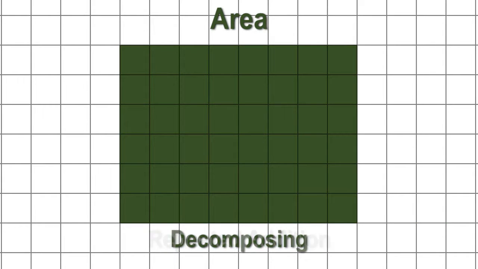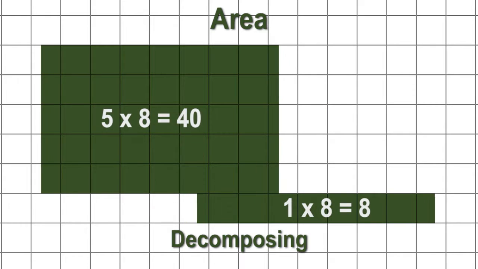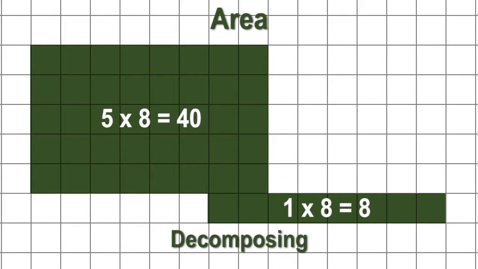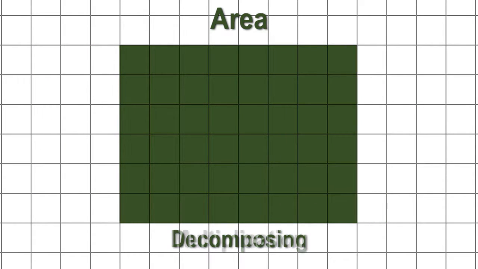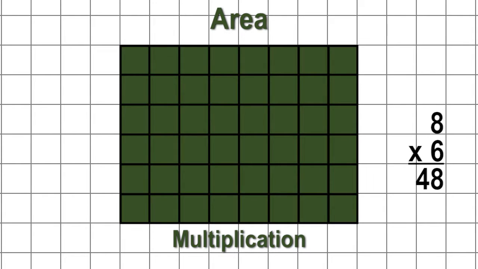Another strategy is decomposing the rectangle into pieces. We can divide it into a 5 unit by 8 unit and a 1 unit by 8 unit. We know that 5 times 8 is 40, and then we need to add the last group of 8 to get 48. Finally, another strategy is to use multiplication. We recognize that the rectangle makes an array. The array is 6 by 8. 6 times 8 equals 48.